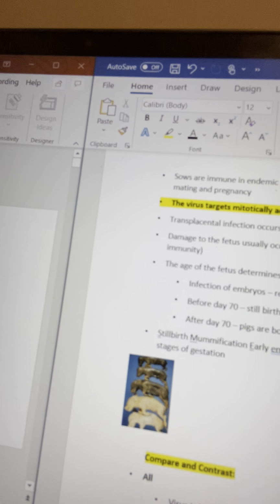The stage of the fetus determines the outcomes, so infection of embryos leads to reabsorption and infertility. Before day 70, we have a stillbirth or mummification, and after day 70, the pigs are born alive and healthy. So here's what that looks like. There are tiny little pigs in each of those cycles. So we have infection of embryos, and then we have before day 70, and then after day 70.